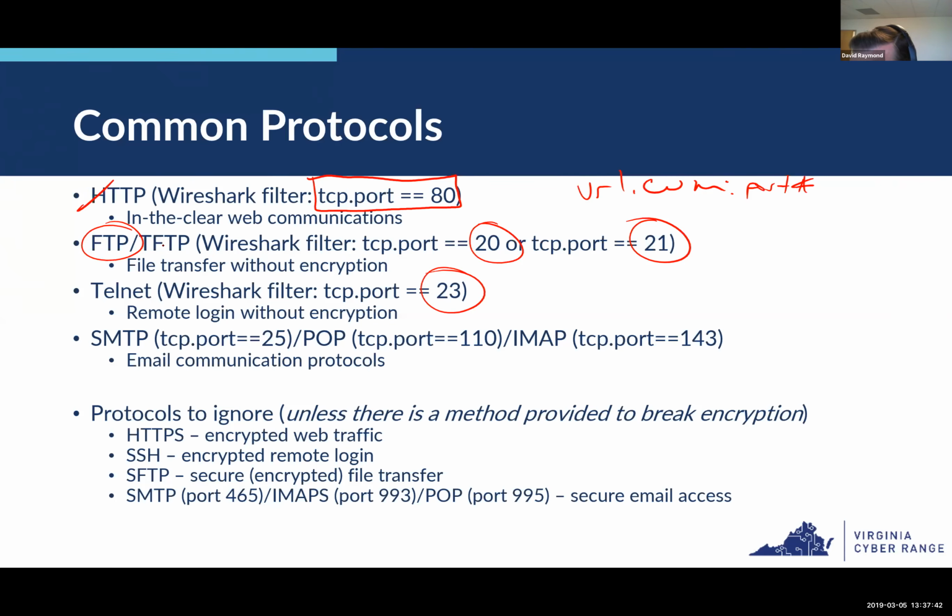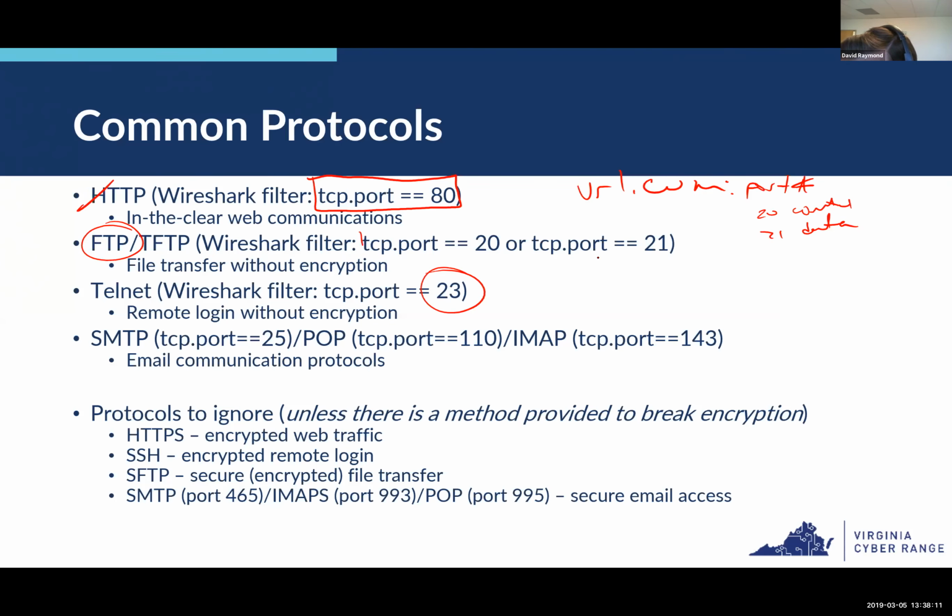FTP and TFTP, tiny FTP, run on ports 20 and 21. In FTP, you have port 20 used for the control traffic and port 21 used for the data traffic. And if you're going to use a filter to see all that traffic at the same time, you're going to say, I want to see packets.